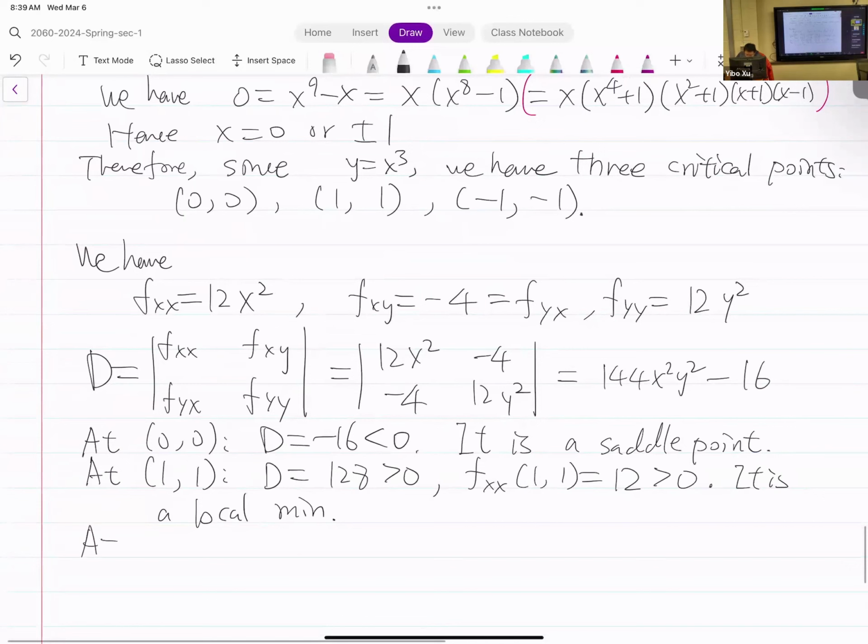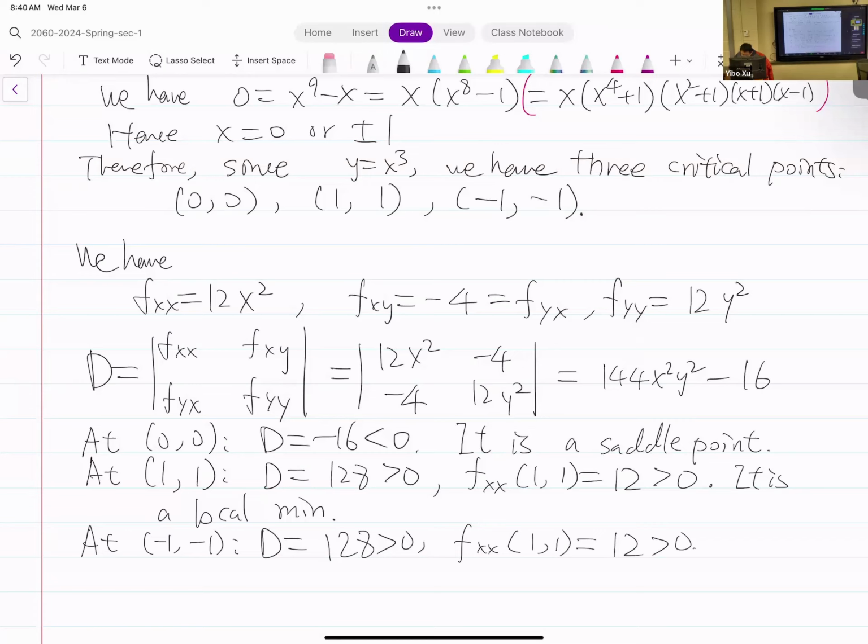And finally, let's look at the negative 1, negative 1 pair. And you see that the conclusion should be the same, right? Because everything that we calculate is in terms of x squared and y squared. So that's still the same value. So cap D is just 128 again, positive. And f sub xx, the principal minor, is also 12, which is positive. So the same conclusion, right? So it is a local minimum.